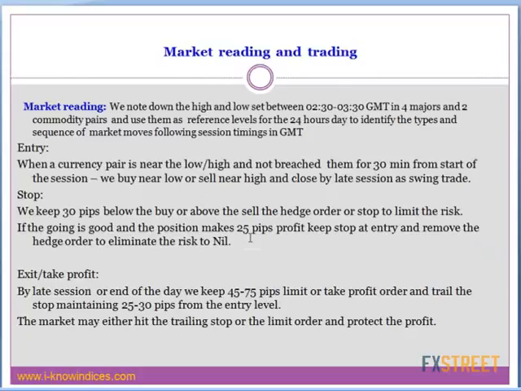And the position shows 25 pips profit. We keep stop at entry and reduce the risk to nil. Then keep about 45 pips or 75 pips limit order. The momentum is good. Then we will try to maximize the profit to 75 pips or 100 pips. The momentum is very less when they have not breached the low or the high. Aim for only 30, 45 pips profit.